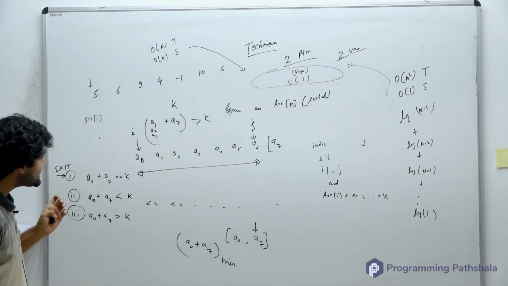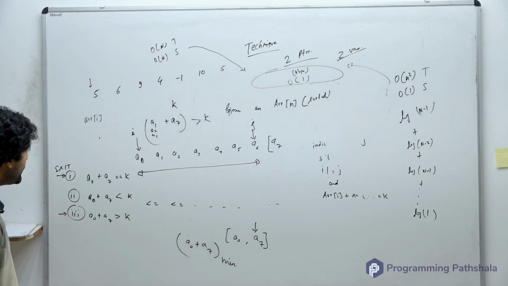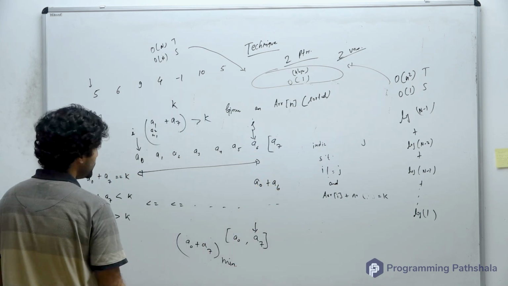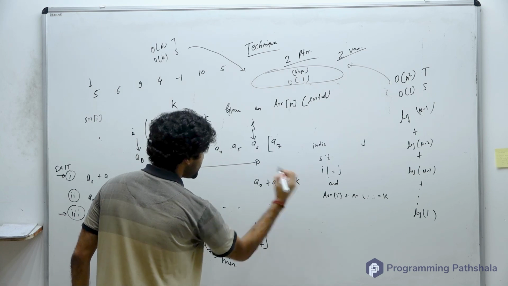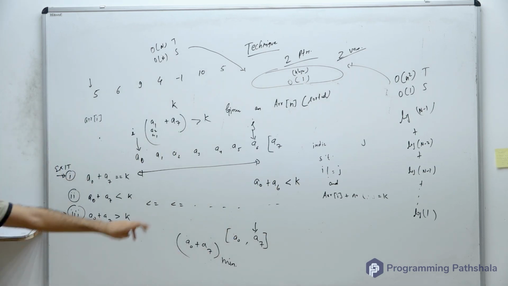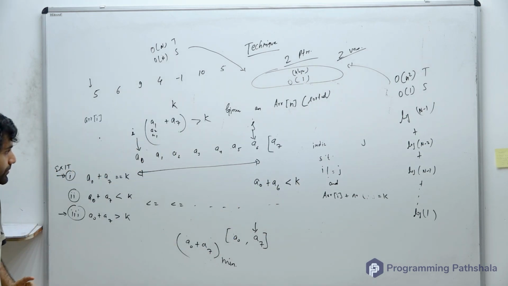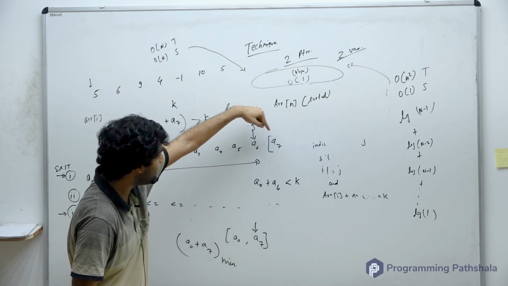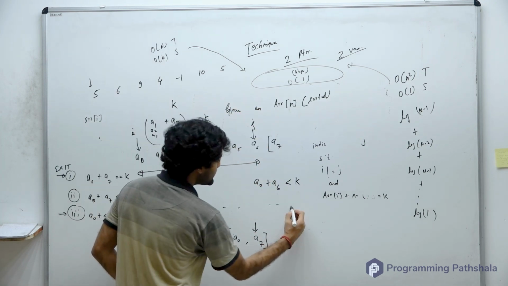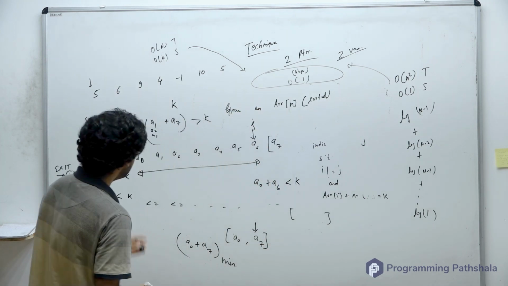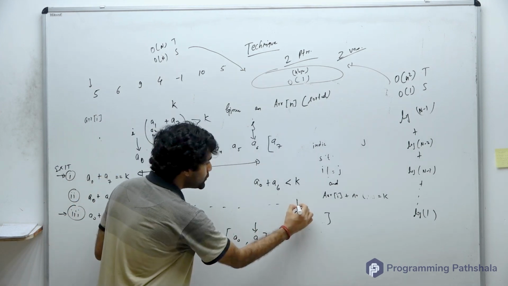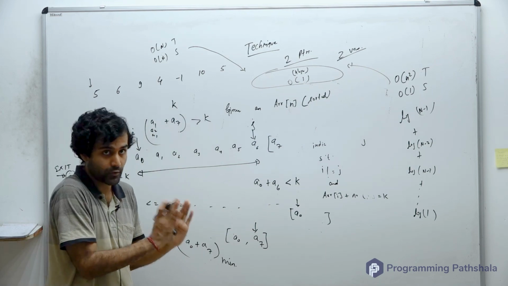Now let's say a situation happened where you are comparing A0 and A6, and you found that the sum of A0 and A6 was smaller than k. Now tell me one thing. Here I asked you to be rigid about the element at this end. In this case, I am just asking you to be rigid about the element at this end, which is, let's say, A0. So you be rigid about taking A0 for sure.